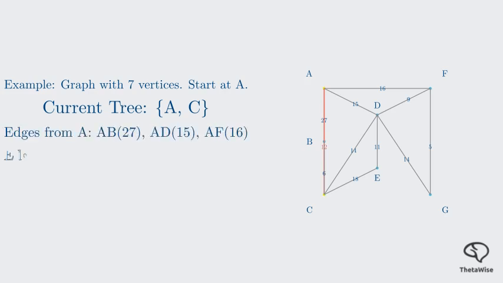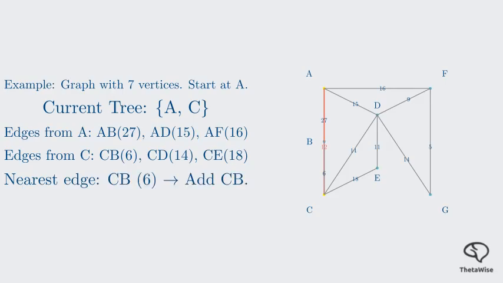Now we need to find the nearest unconnected vertex to either A or C. Let's list the available edges: from A to B 27, from A to D 15, from A to F 16, from C to B 6, from C to D 14, from C to E 18. The shortest of all these is CB, with weight 6, so we add CB to our tree. Our tree now consists of A, C, and B.